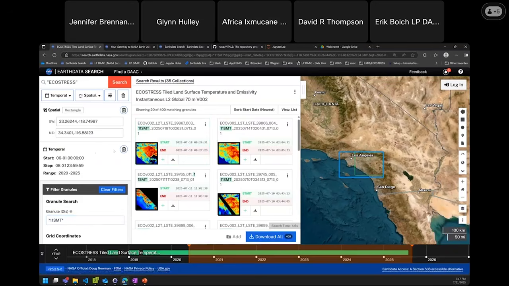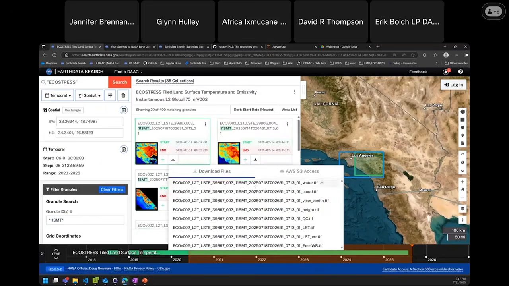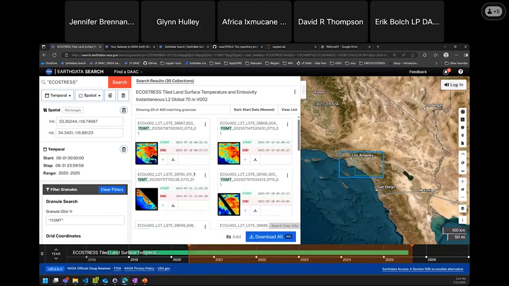And so after you have these results, there's a couple things you can do. If you want to preview a couple scenes, you can download the granules here. For this data set, there's several assets associated with each granule or scene. You have a water mask, a cloud mask, some geometry information, the land surface temperature, and then the emissivity. And so you could download any of those, or you can add this to your project.